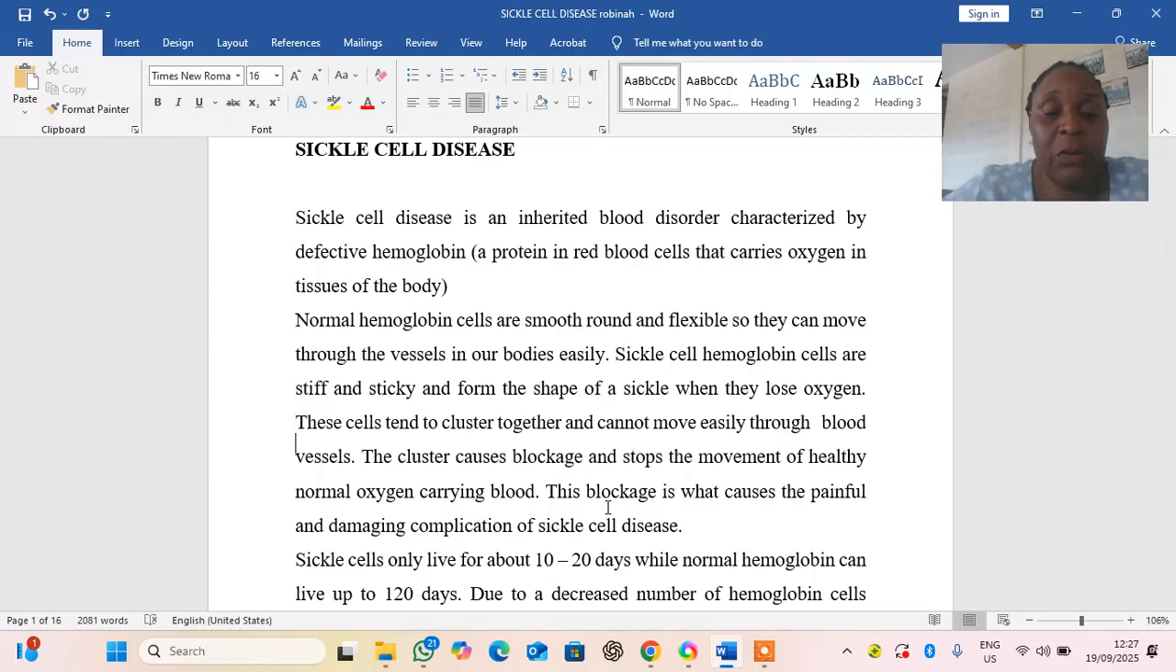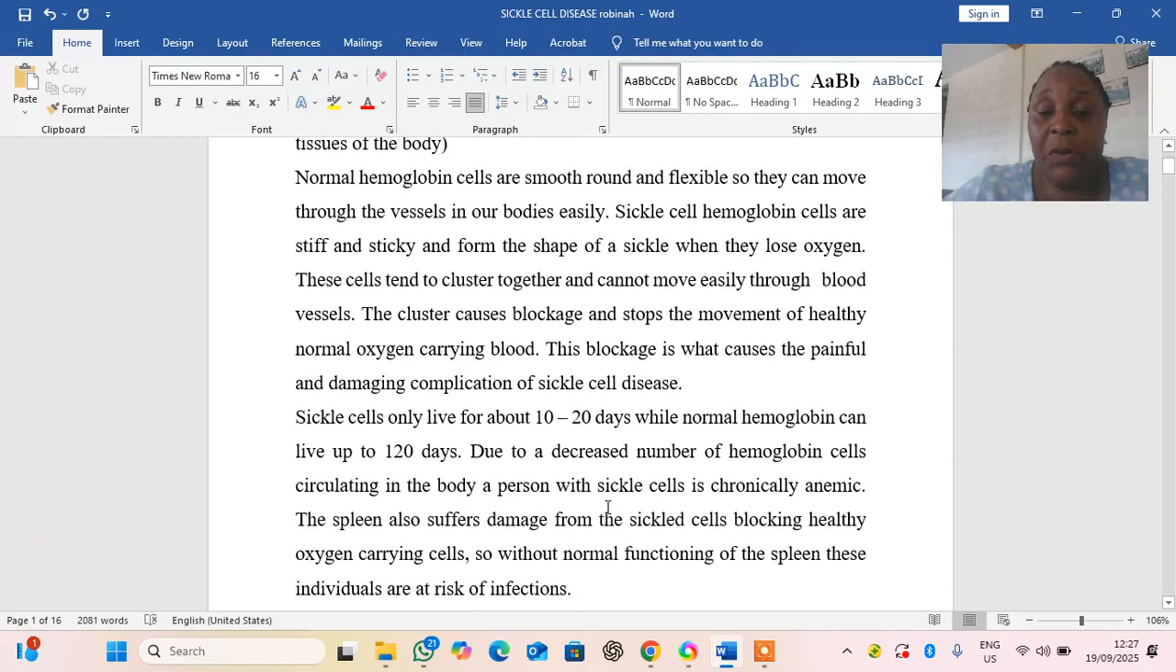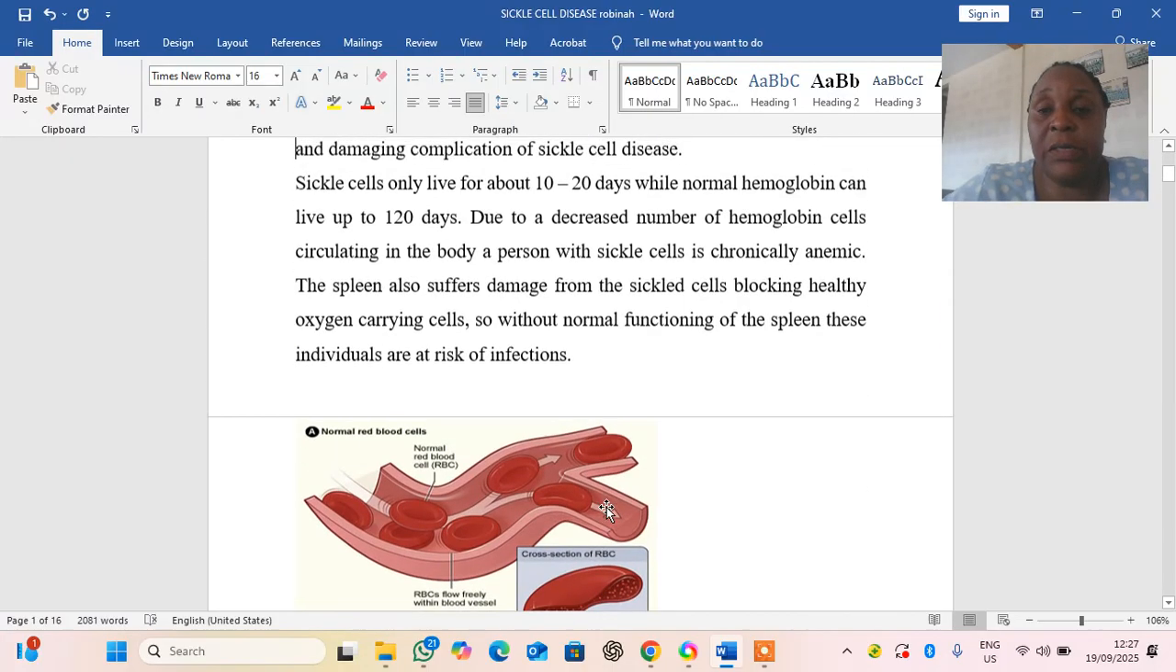So sickle cells only live for about 10 to 20 days, whereas the normal hemoglobin lives up to around 120 days. So it means that sickle cells have a very short lifespan, and they will be dying out more frequently as compared to the normal red blood cell. So due to a reduced number of hemoglobin cells circulating in the body, a person with sickle cell is chronically anemic. The spleen also suffers damage from the sickled cells blocking healthy oxygen-carrying cells. So without normal functioning of the spleen, these individuals are at risk of infections.